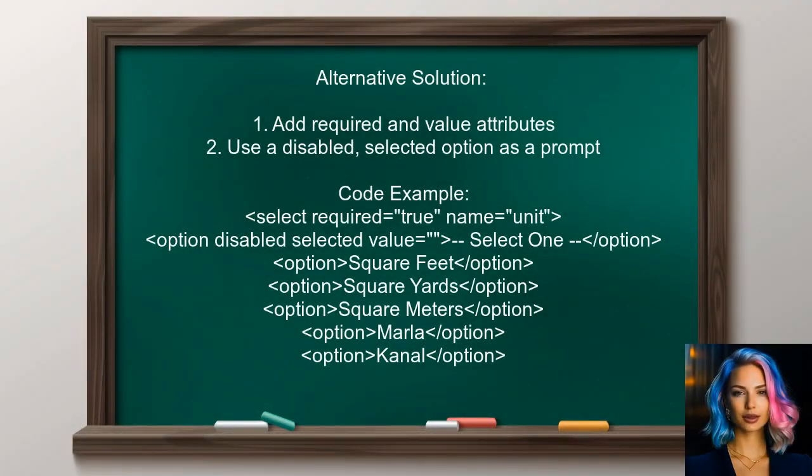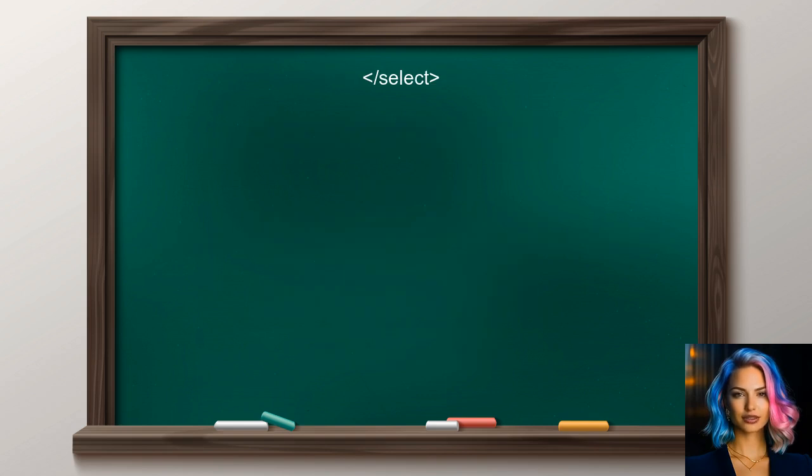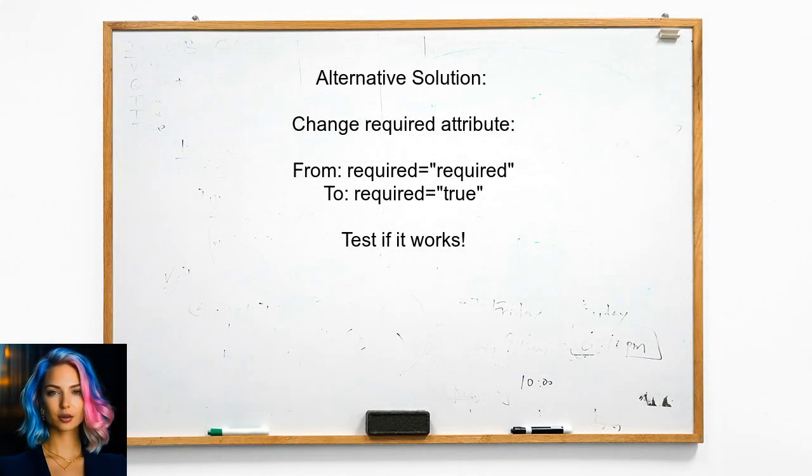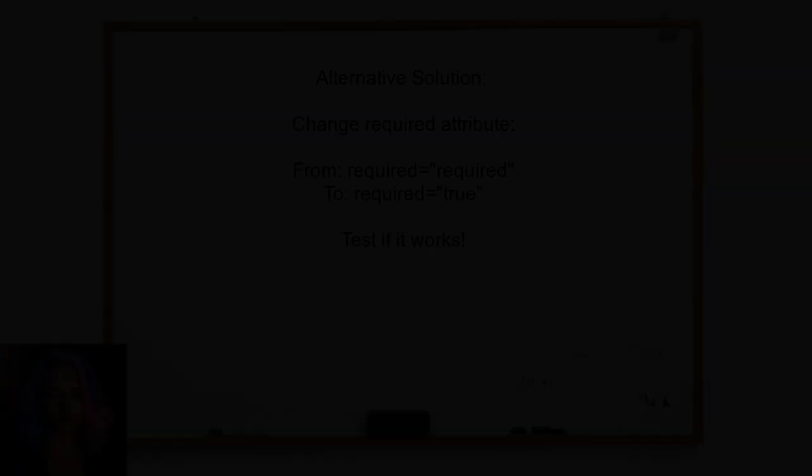An alternative solution suggests adding both required and value attributes to your select element. This user provides an example where the select element is marked as required, and the first option is disabled and selected by default, prompting the user to make a choice. Now, let's dive into a different answer from another user. An alternative solution suggests changing the required attribute to true. Instead of using required equals required, try using required equals true. This might resolve the issue.